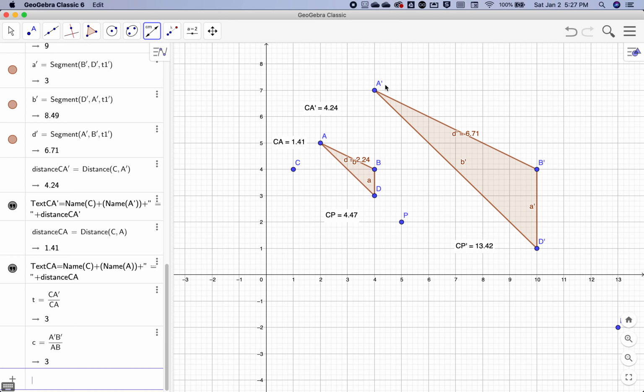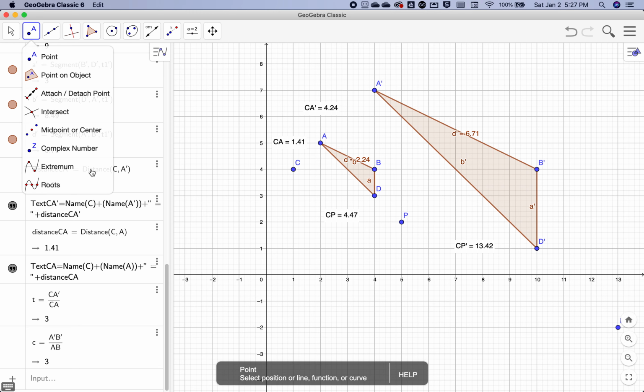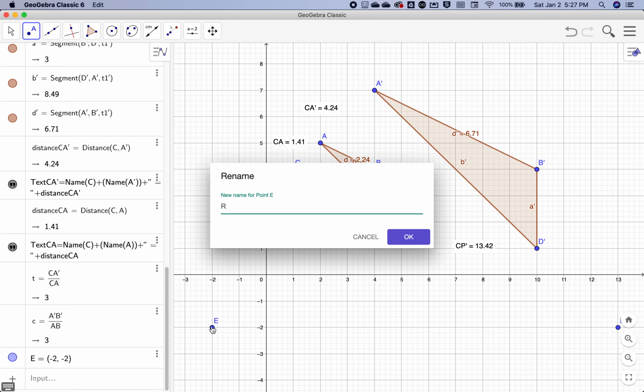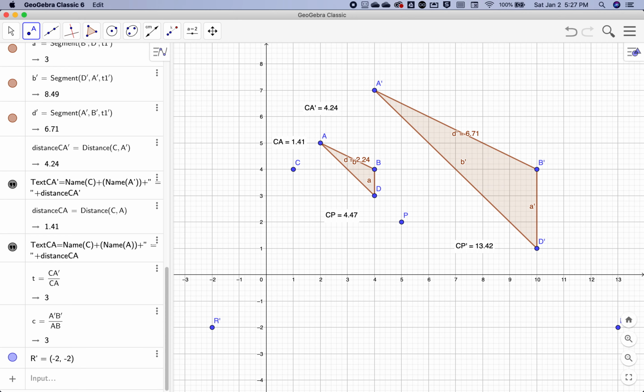So for the last question, you'll put another point. R prime is negative 2, so I'm going to click with a point right there. And here, let me rename this. By the way, to rename a point, you can just start typing after you make the point, R prime. I didn't have to click anything else. I just started typing R prime.